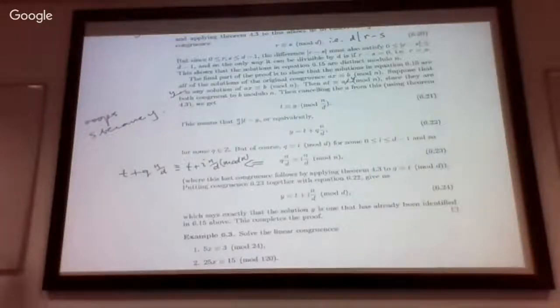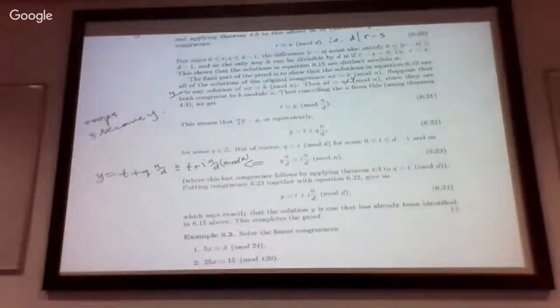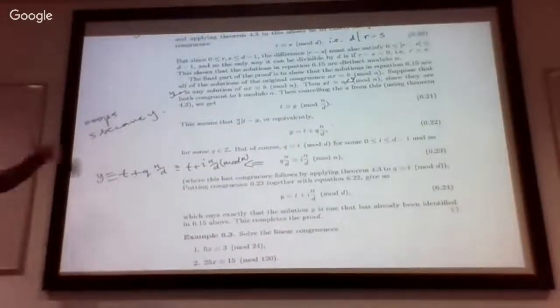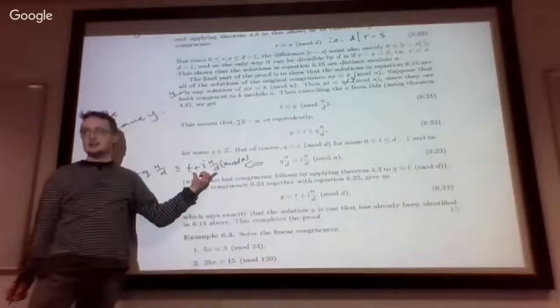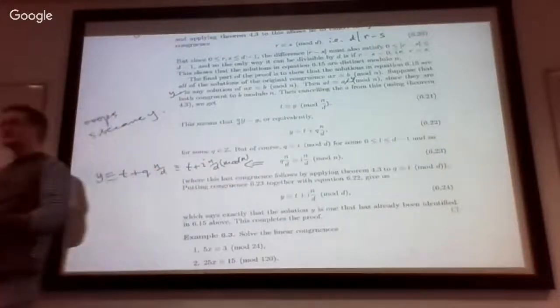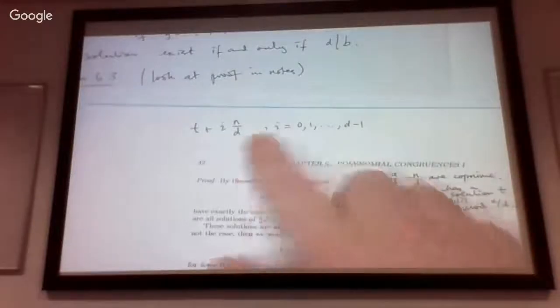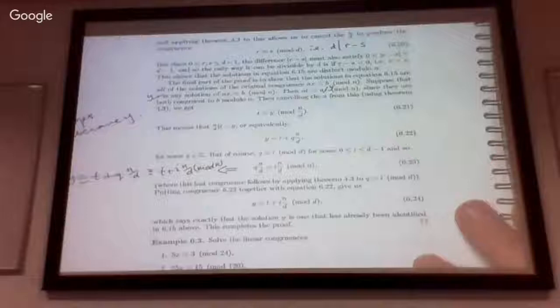So this means that the solution Y that we thought about here is not something that we haven't listed already. It is congruent to one of the T plus I times N over D. So it is listed in these D solutions that we listed out originally. So that finishes the theorem.